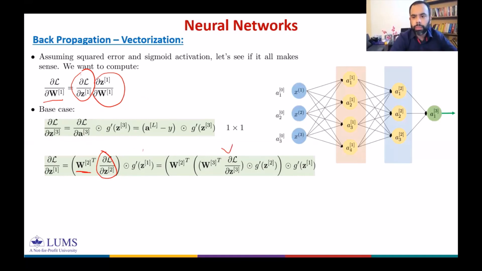And now, what is G dash of Z1? So Z1 is pre-activation output of layer 1. There are 4 nodes. So Z would be a vector and sigmoid is acting on every entry of the vector. So the size of this would be 4 times 1. What about G dash of Z2? 3 times 1, 3 nodes. Right? Partial L over partial Z3, it's a scalar. So this is 1 cross 1.